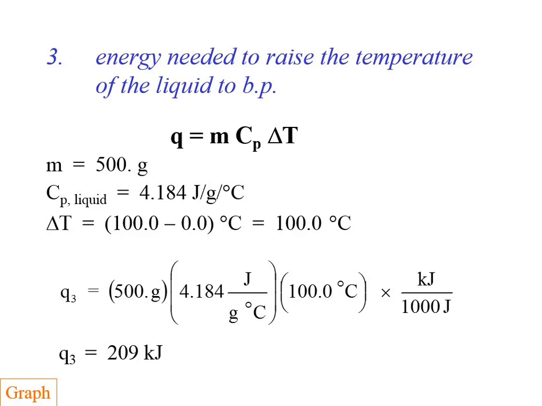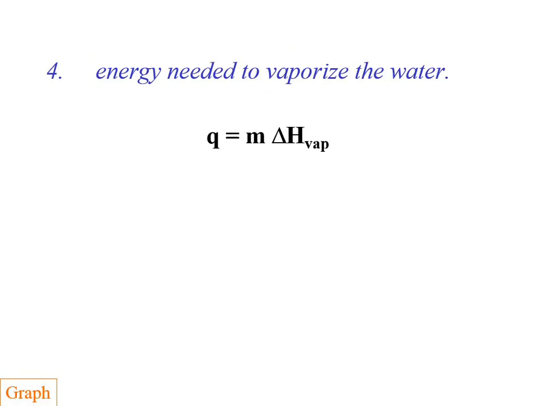What are we doing here? We're required to get our liquid from 0 to 100 degrees Celsius. Then once it's at the boiling point temperature, we're ready to zap it and to vaporize it. So we go back to this equation.